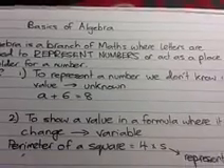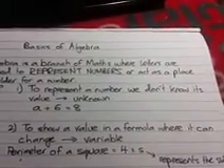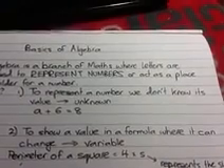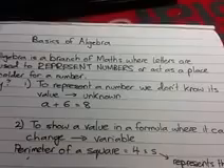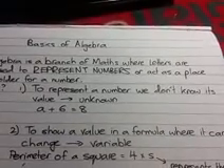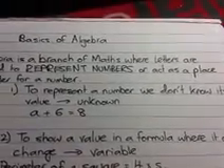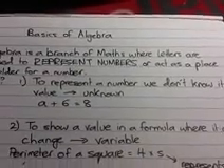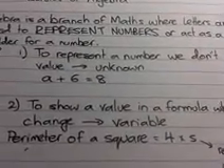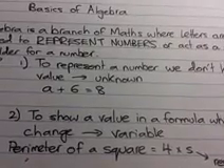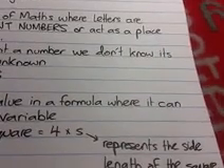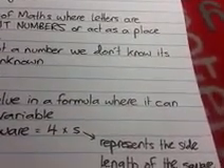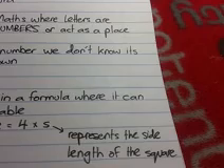The other way algebra is used is to show a value in a formula where it can change. In other words, a variable. When something is variable, it can change its value. It's the opposite of what we call a constant. So for example, the formula for the perimeter of a square is 4 times s, where s represents the side length of the square.